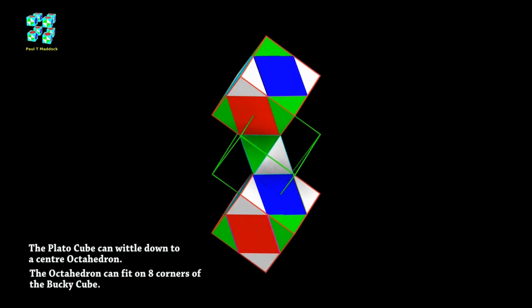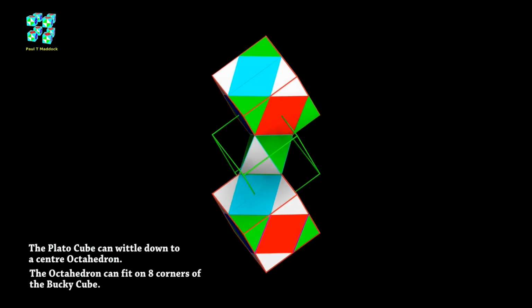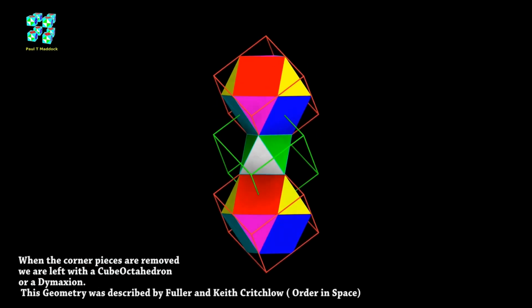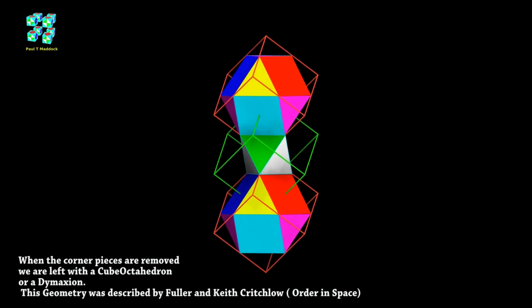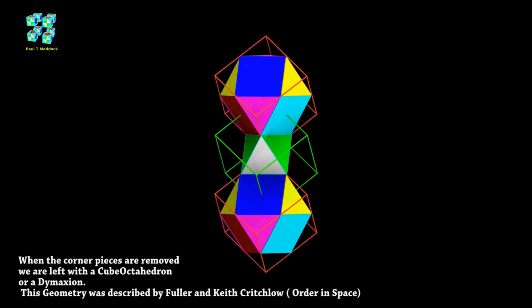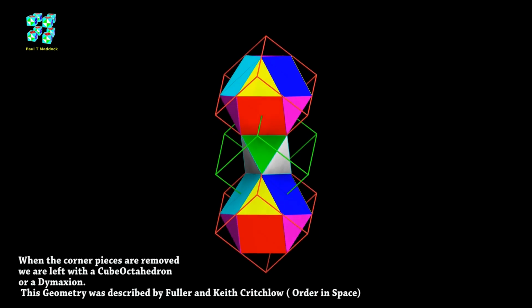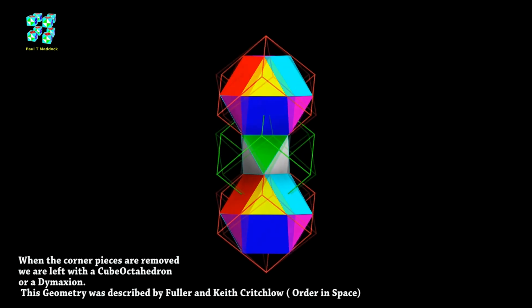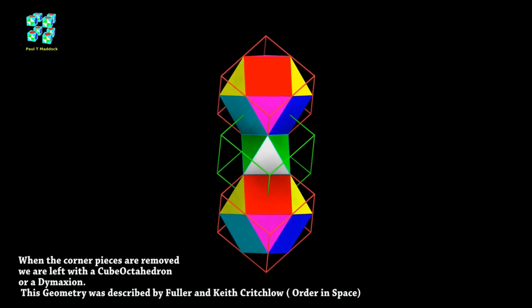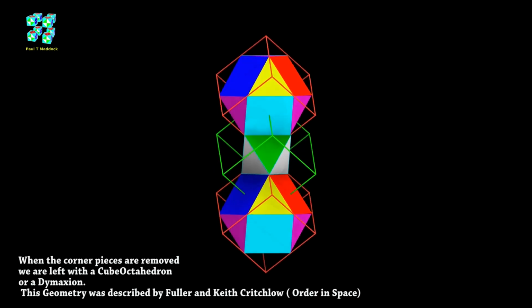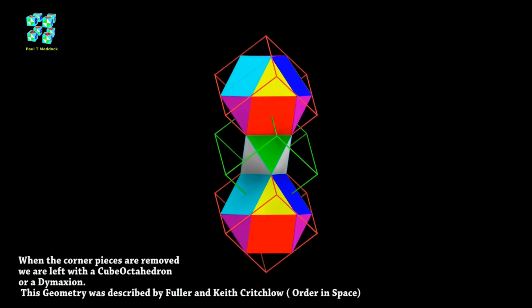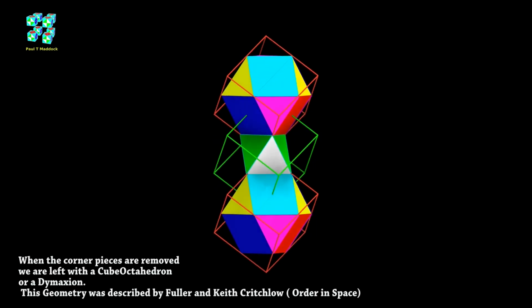Now my next step is to take the corner pieces of the Bucky cube away and leave them axions. This is a name given by Buckminster Fuller. It is also called a cube octahedron. This geometry in front was also described by Keith Critchlow in his book called Order in Space.